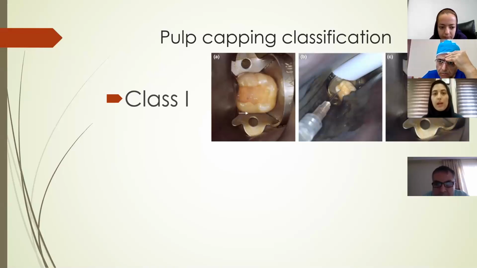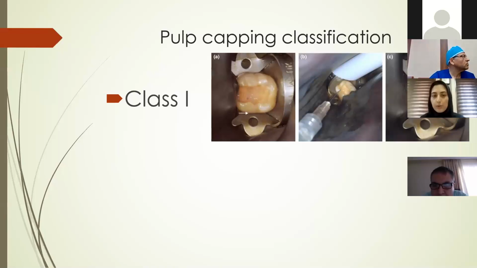Class 1 pulp capping is when we have a traumatic exposure of the pulp, not because of caries. In these cases, we don't have some considerations that may be because of infection or inflammation. Because it is a traumatic exposure, we will use calcium hydroxide, and the problem is over.